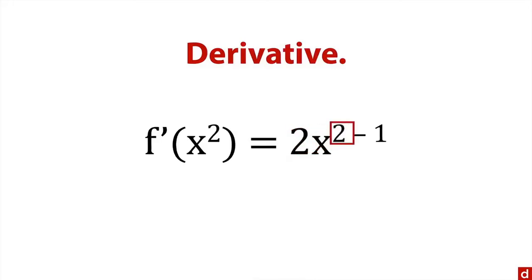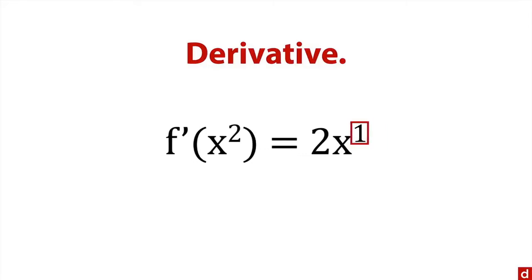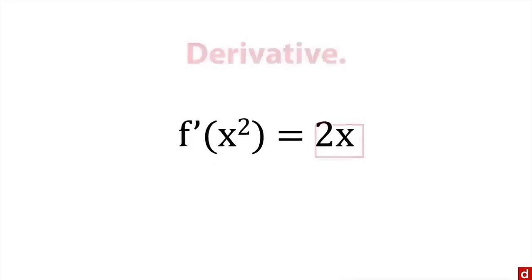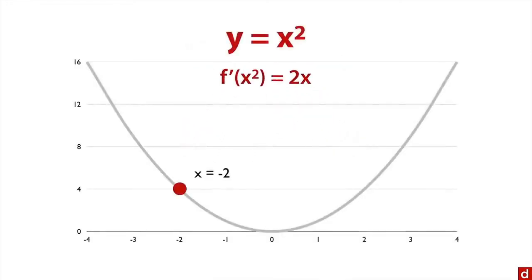And then we can do a little bit of subtraction. 2 minus 1 is 1. And truthfully, you can just ignore that and you get 2x. That is the derivative. So what we have here is the derivative of x² is 2x. That means the slope at any given point of the curve is 2x. So let's go back to what we had a moment ago. Here's our curve. Here's our point at x = -2. And so the slope is equal to 2x. Well, we put in the -2 and we multiply it and we get -4. So that is the slope at this exact point on the curve.